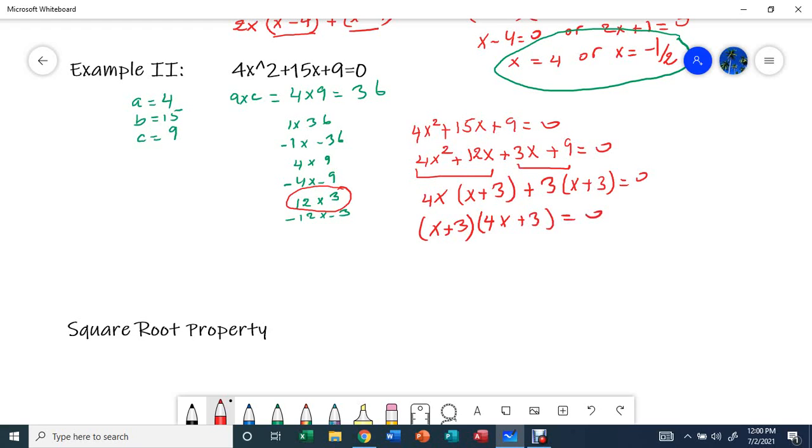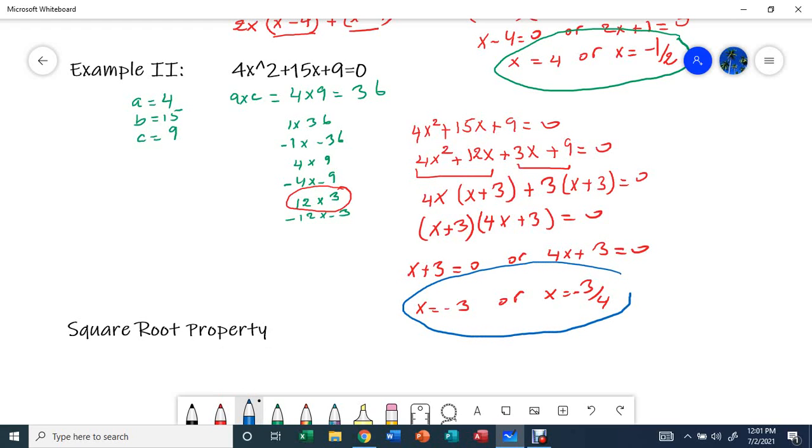And now using the zero product property, x plus 3 equals 0, or 4x plus 3 equals 0. So subtracting 3 from both sides, you get x equals negative 3, or x equals negative 3/4. So subtracting 3 from both sides and dividing both sides by 4, and that's your solution.